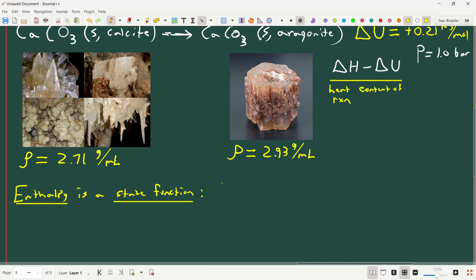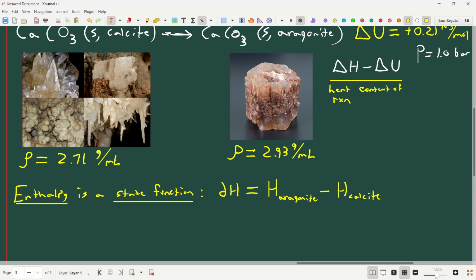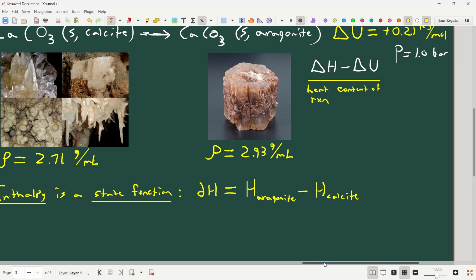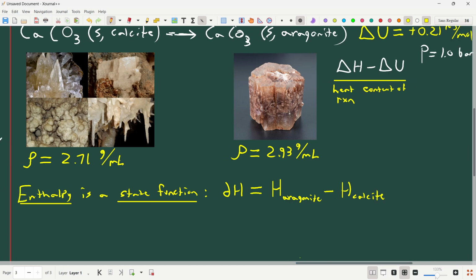So that means that the change in the enthalpy of the system is going to be the enthalpy of the final state, which is aragonite, minus the enthalpy of calcite. Okay. This is just Hess's law. If you remember Hess's law from 1.5 million years ago, to calculate the enthalpy of a reaction, it's the products minus the reactants, right? This is the same concept. Okay, so let's go ahead and calculate this.